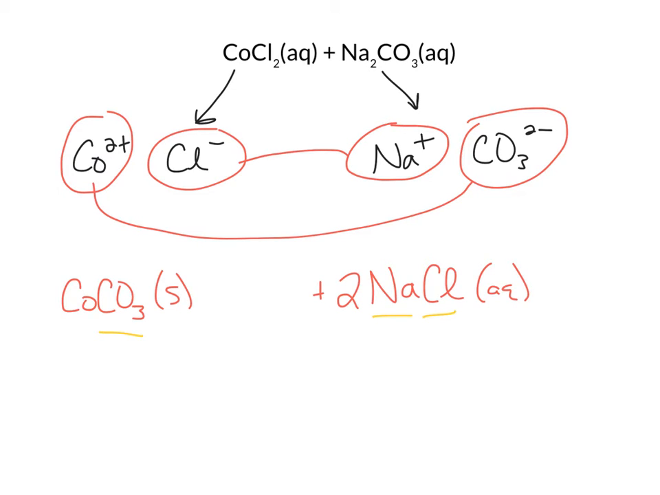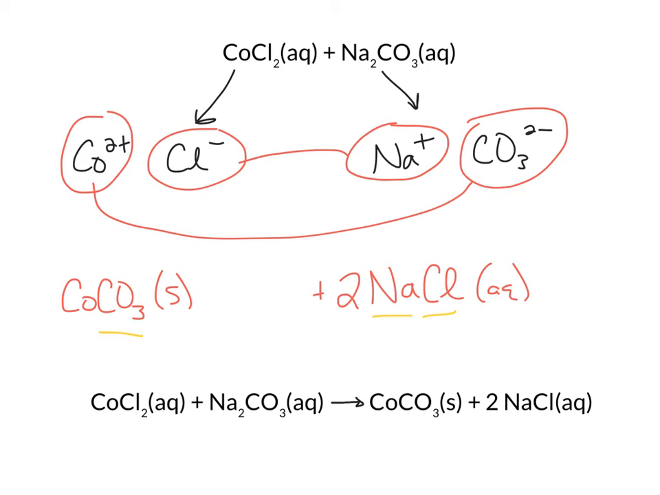And so if we put all of that together to get our overall balanced chemical equation, then we would have CoCl2 aqueous plus Na2CO3 aqueous forming CoCO3 solid plus 2 NaCl aqueous.